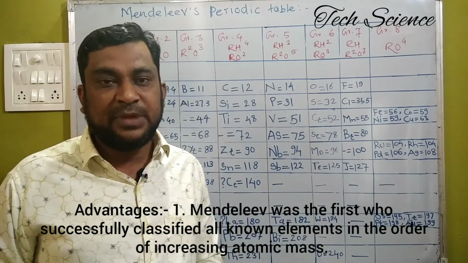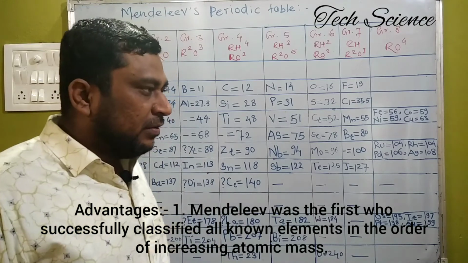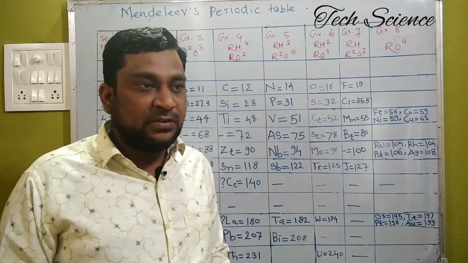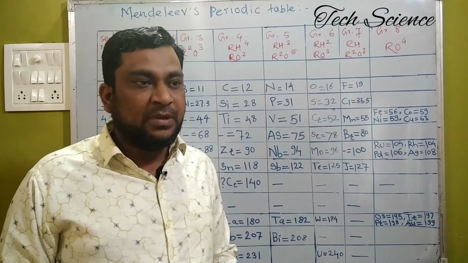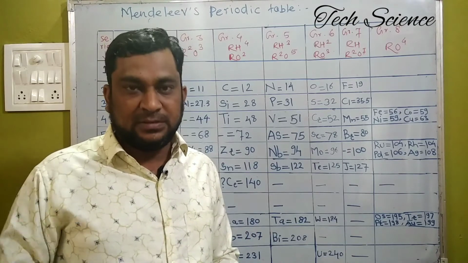Now what is the second merit or second advantage? Whatever information was received up to Mendeleev, Mendeleev did not consider it as final.